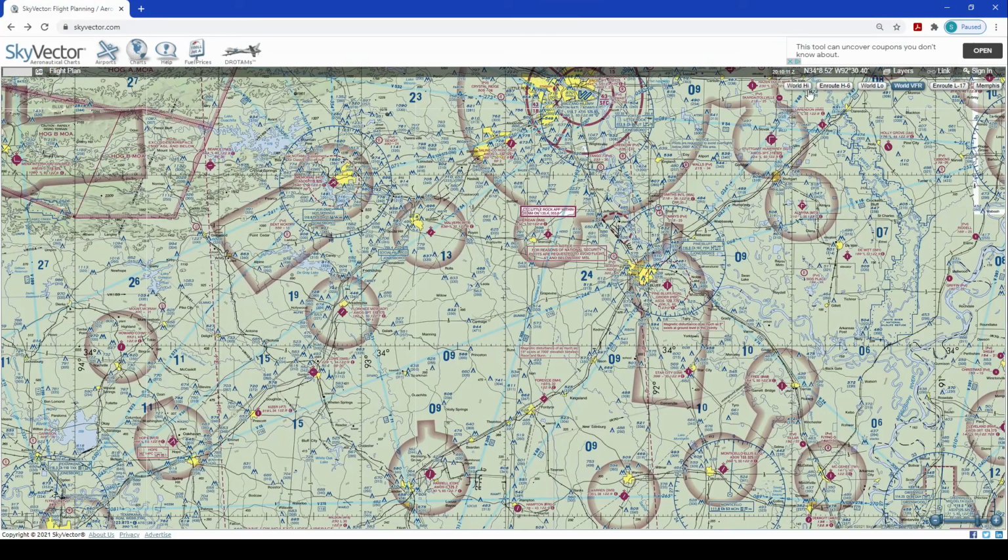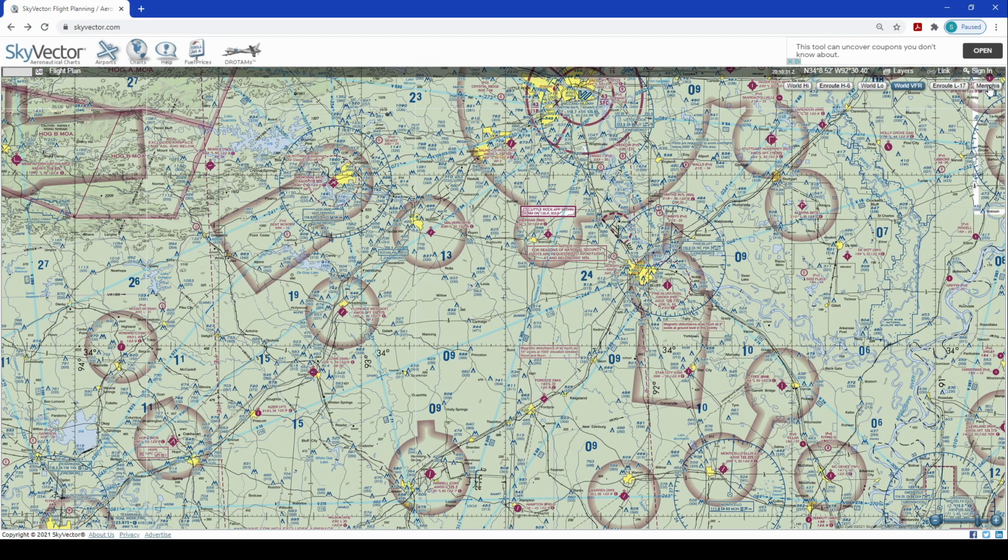All the different charts that are selectable, we have our IFR charts over here. So World High is a conglomeration chart of all the high IFR charts. World Low is a conglomeration of the world IFR low charts, and then you can select the individual high chart here or the individual low IFR chart here.